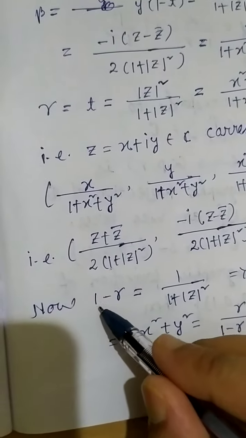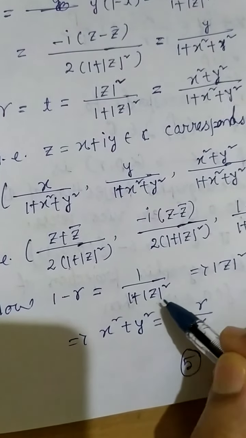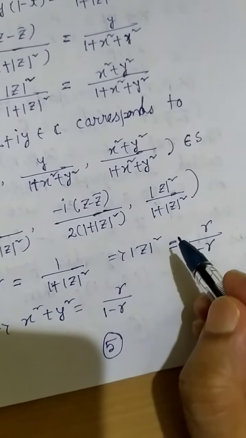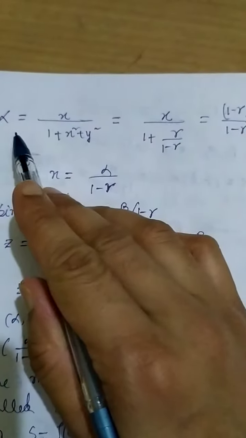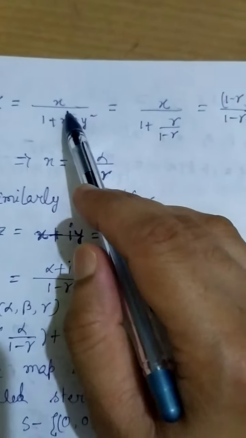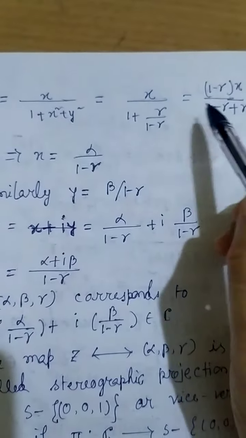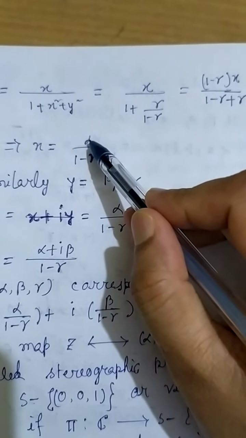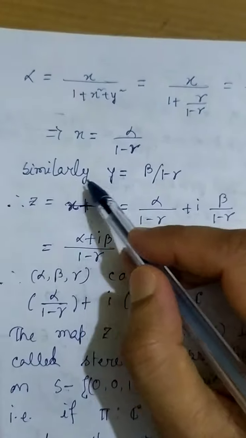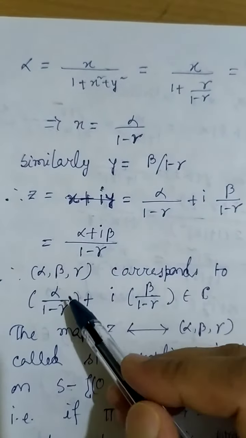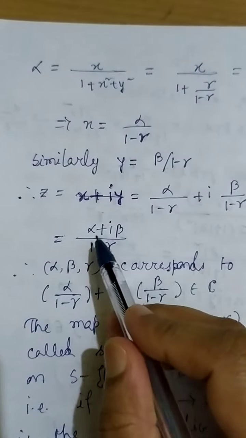Now 1 minus gamma is equal to 1 by 1 plus mod z square. So mod of z square is equal to gamma by 1 minus gamma. Therefore x square plus y square is equal to this. Just in terms of xy coordinate, x is nothing but alpha by 1 minus gamma. Similarly y is nothing but beta by 1 minus gamma. So this is our z. If alpha, beta, gamma is given, then the corresponding point z will be this.